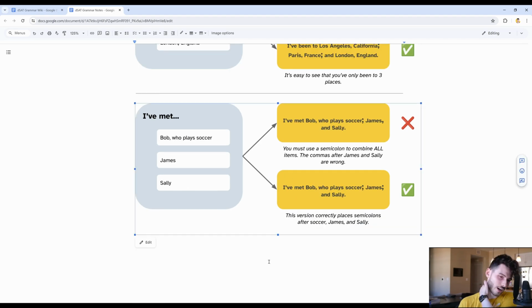Here's an example of that. I've met Bob, who plays soccer, and then James and Sally. James and Sally do not have commas, but that doesn't matter. We're still going to use semicolons for all of the parts.